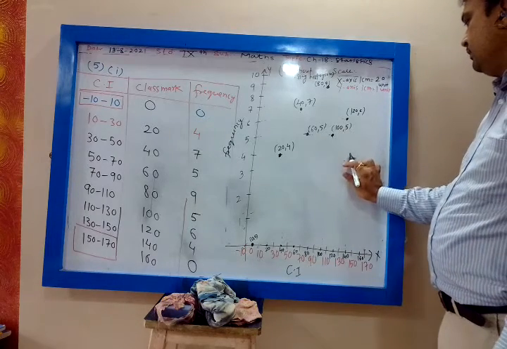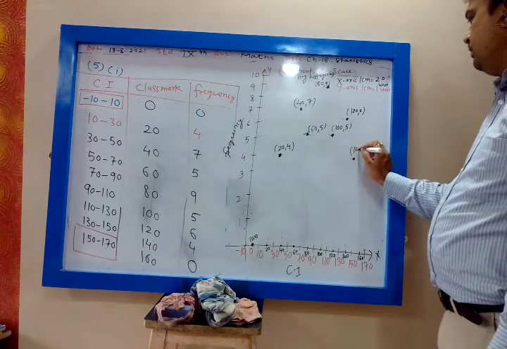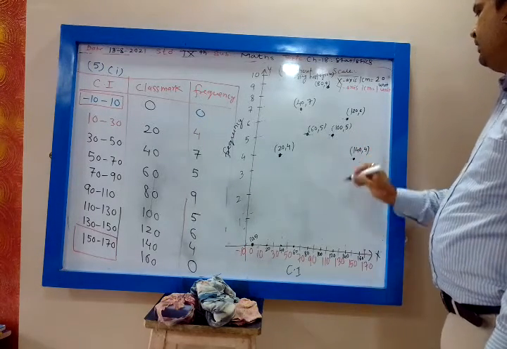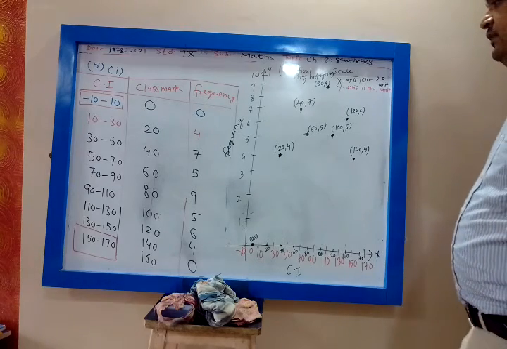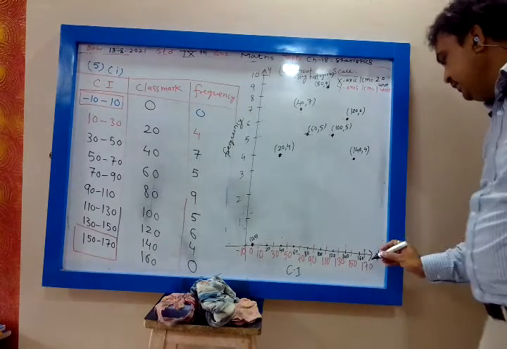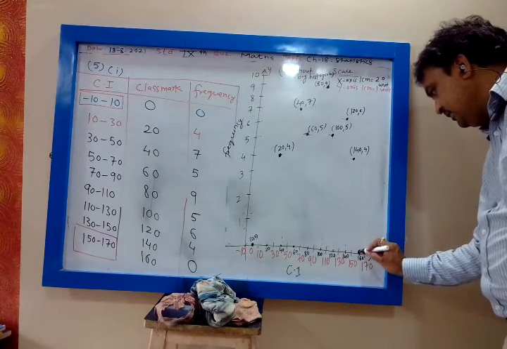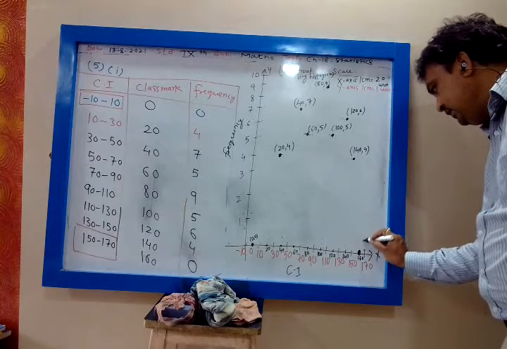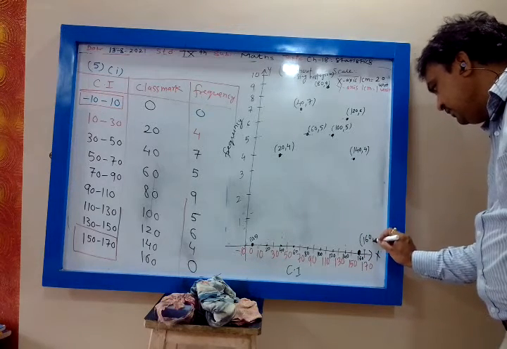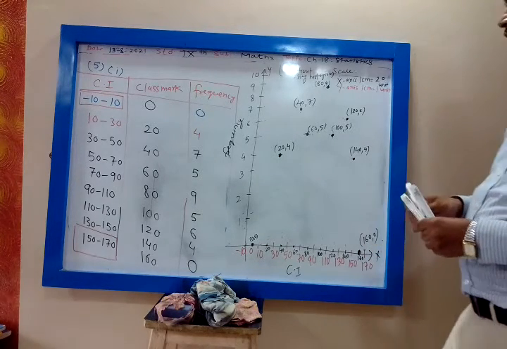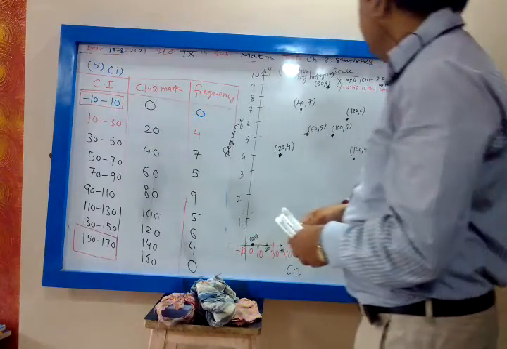140 comma 4. Okay. Then next, 160 comma 0. This point is 160 comma 0. Chalo, join them sequentially.